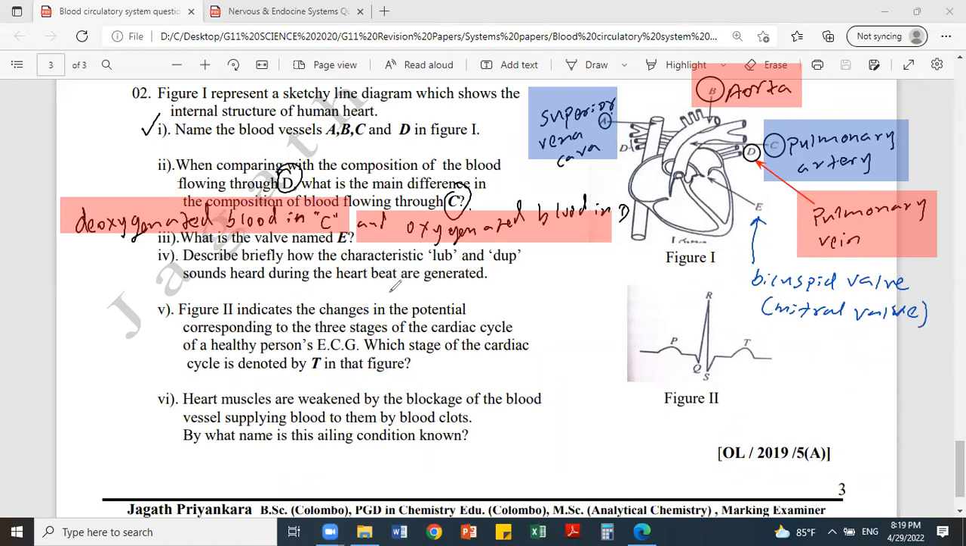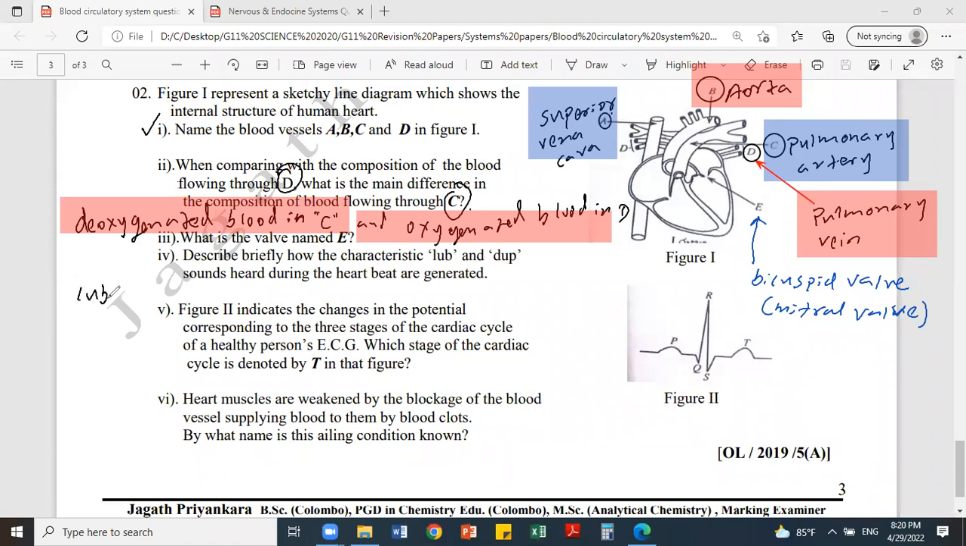Describe briefly how the characteristics of lub and dub sound heard during the heartbeat are generated. So when the heart beats, how the lub and dub sound is produced. That's what they ask. Actually the lub sound is produced due to the closing of the bicuspid and tricuspid valves, and the dub sound is produced due to the closing of the semilunar valve. So you have to write those two separately.